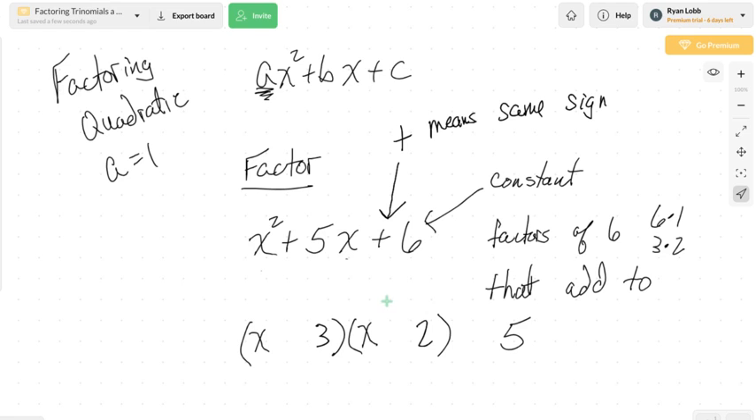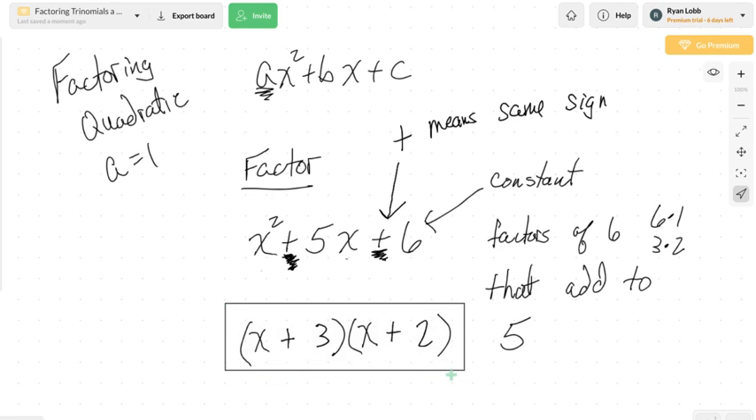Well, how do you know what sign to put in? You look right here. Whatever sign's there is what goes in here. So this plus 6 tells me same sign, and then you look here, this is what goes inside. So plus here, plus here, and in this case, we're done. We have factored x squared plus 5x plus 6. What do you multiply to get x squared plus 5x plus 6? x plus 3 times x plus 2.